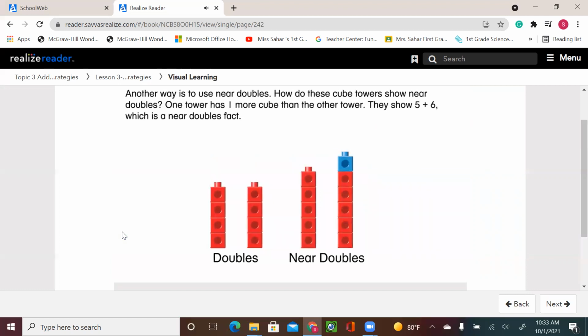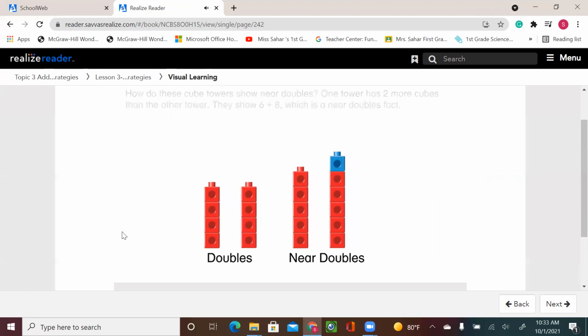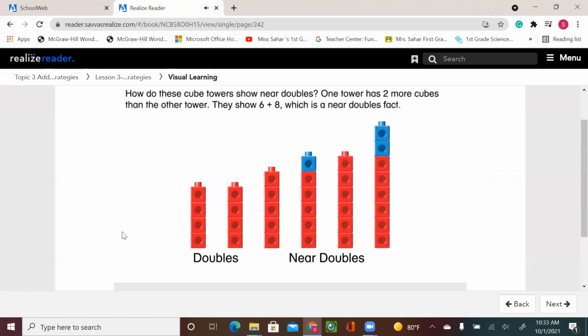Another way is to use near doubles. How do these cube towers show near doubles? One tower has one more cube than the other tower. They show 5 plus 6, which is a near doubles fact. How do these cube towers show near doubles? One tower has 2 more cubes than the other tower. They show 6 plus 8, which is a near doubles fact.